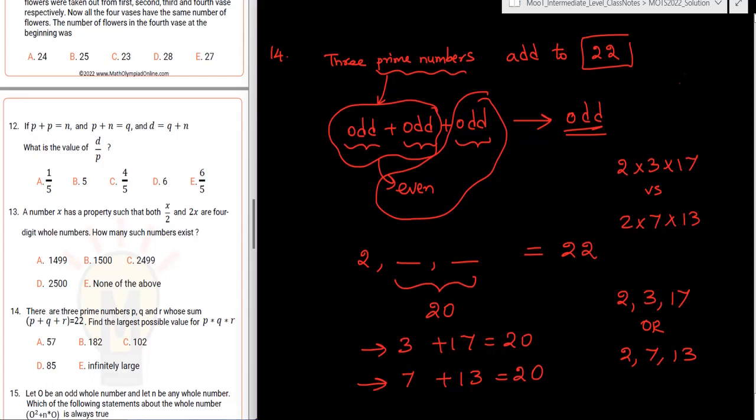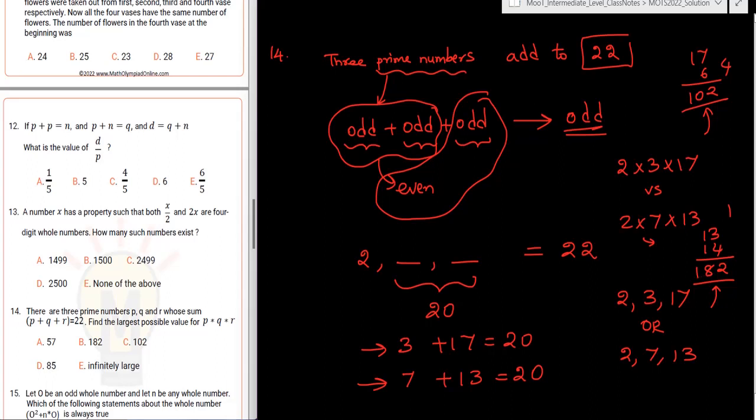You can do that multiplication. That is, the top one is 6 into 17, 102. The bottom one is 13 times 14, that is 182. Among these two, 102 and 182, 182 is the largest possible product. So we will go with the answer 182.